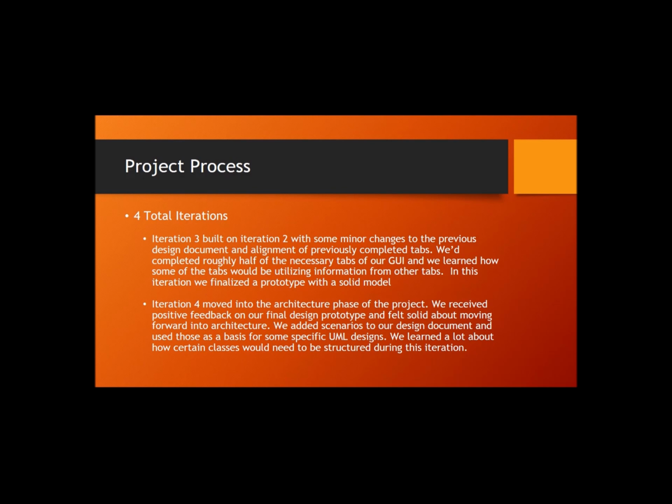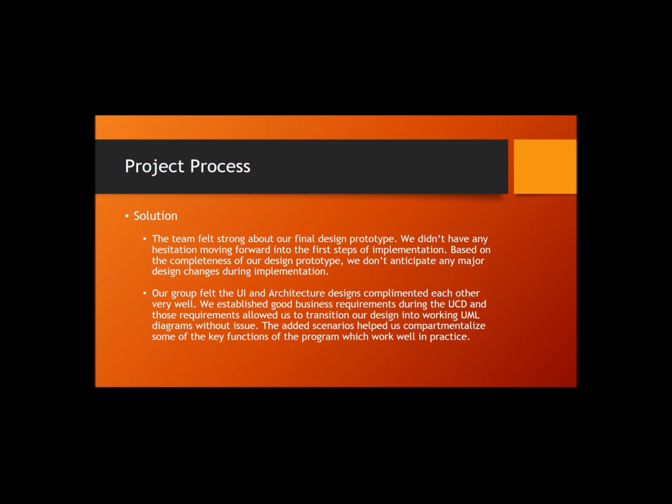During iteration 3 we learned some of the dependencies within the framework we agreed on, and we completed the final prototype. Iteration 4 moved into the architecture phase, where we created scenarios and used those and the original design prototype to create specific UML diagrams. The team felt strong about the final design prototype, and we were able to move into architecture with relative ease because of the completeness of our model and the well-defined business requirements.